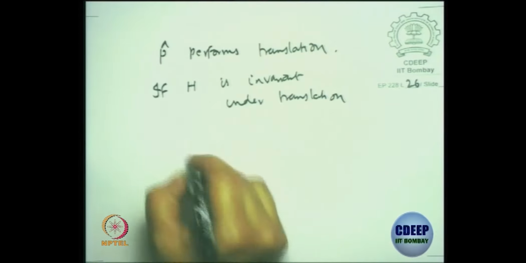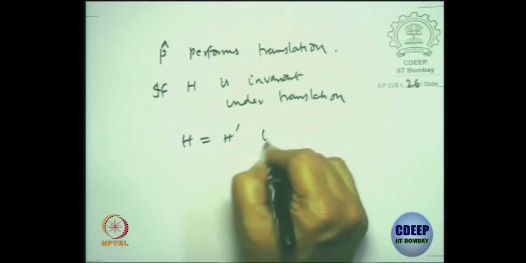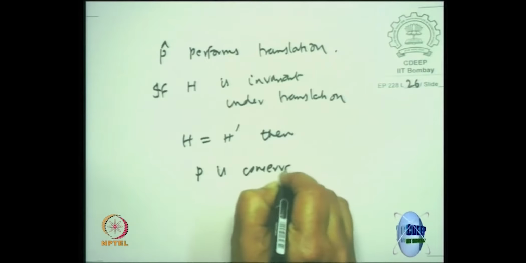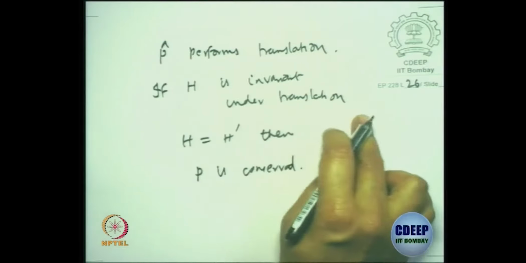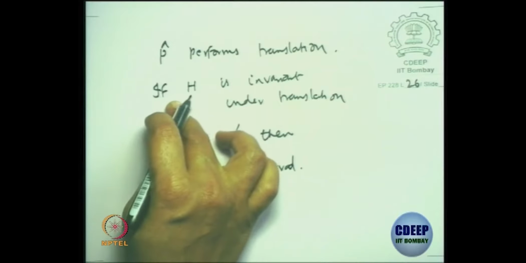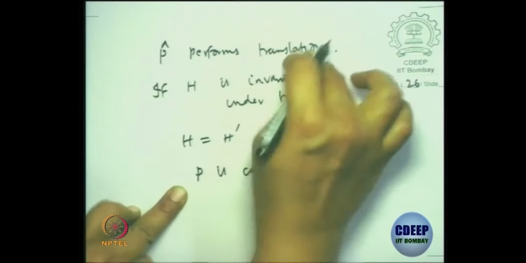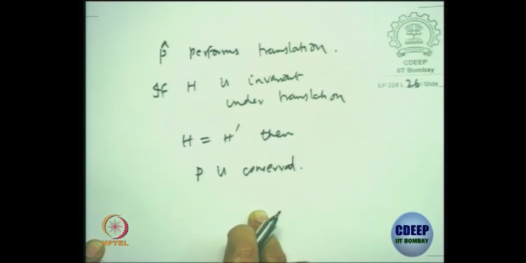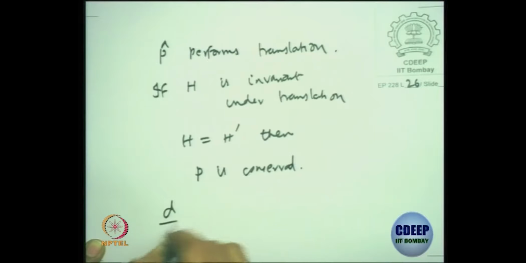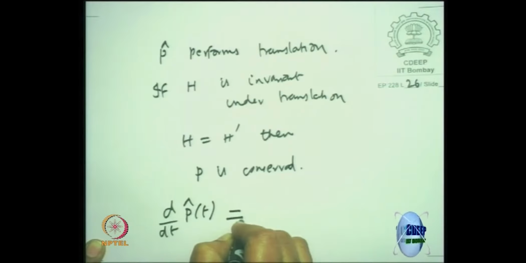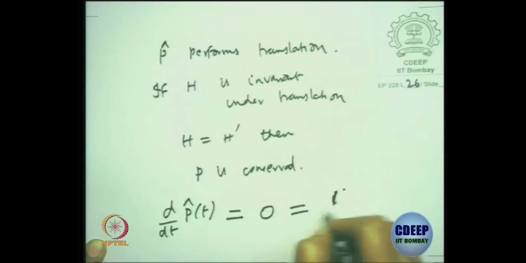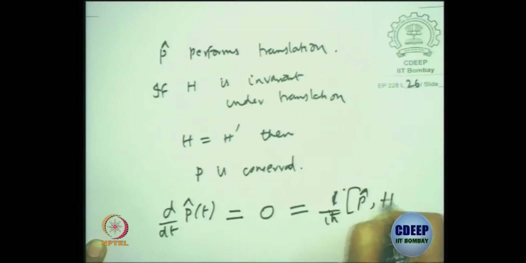What do we expect? H is the same as H prime. Then what is conserved? Momentum is conserved, right? So this is what we call a translation symmetry for the system. Associated with a symmetry, the one which performs that symmetry operation will be conserved. Classical mechanics. Quantum mechanics, what do we say? d by dt, in the Heisenberg picture, of the P operator should be 0. By the Heisenberg picture, this is nothing but 1 by i h cross, the commutator of the P operator with the H operator.